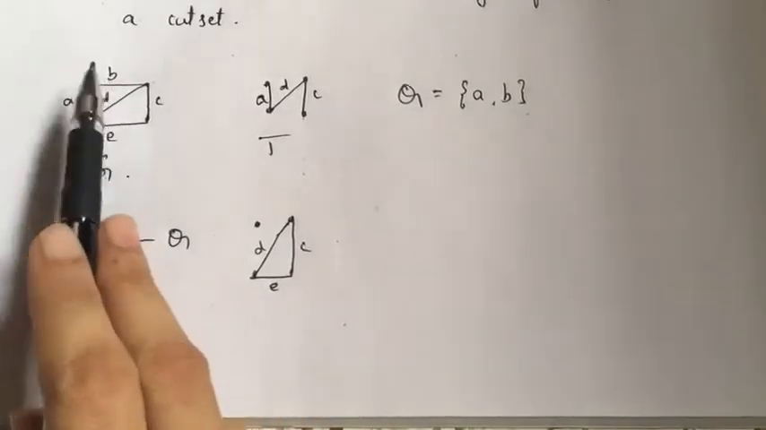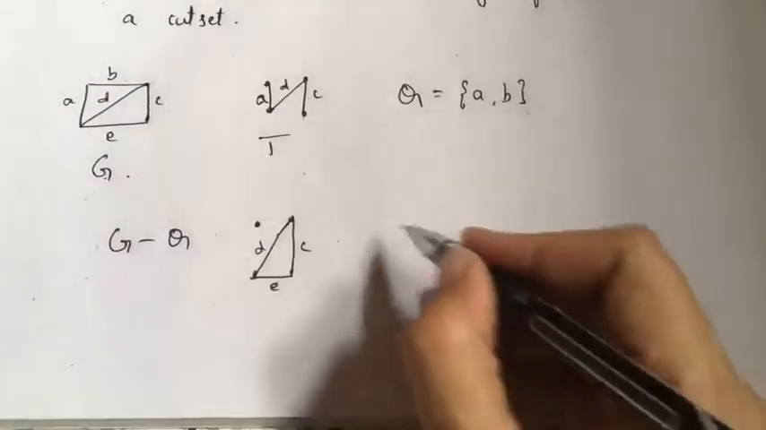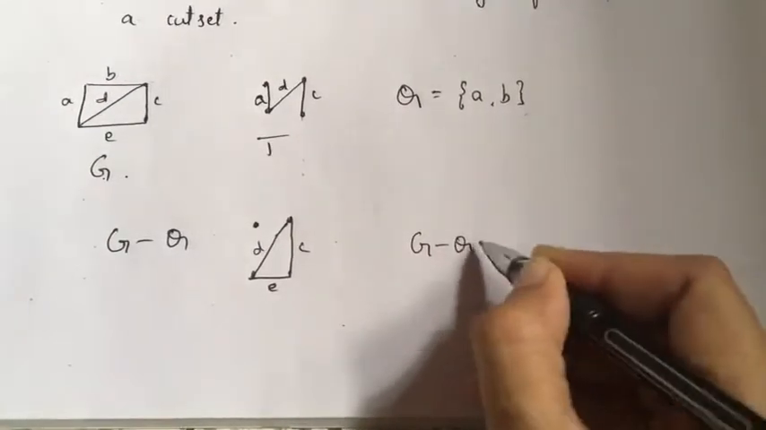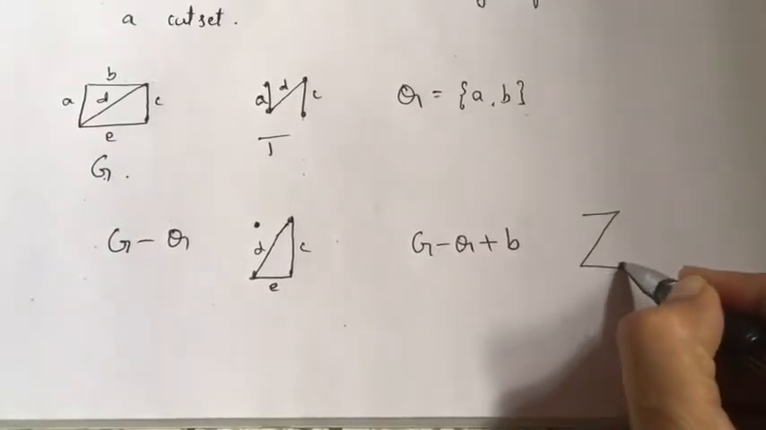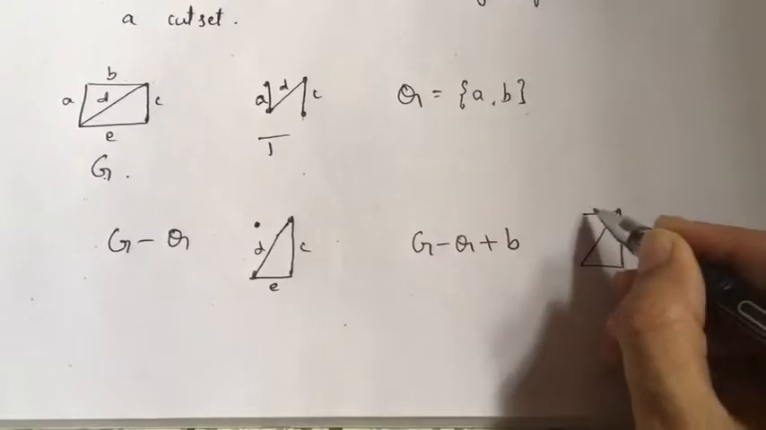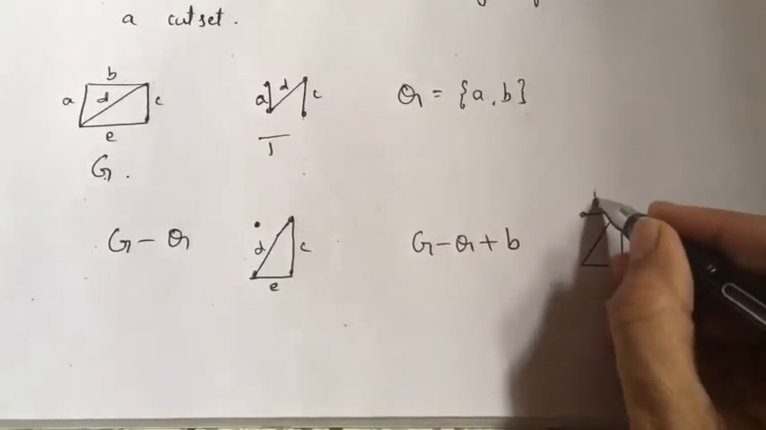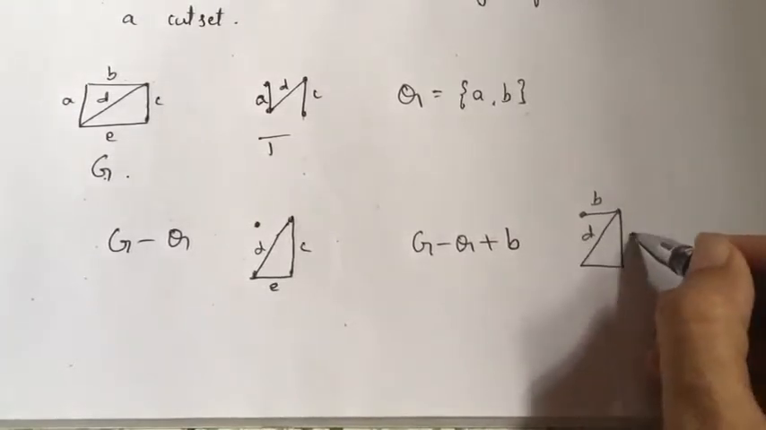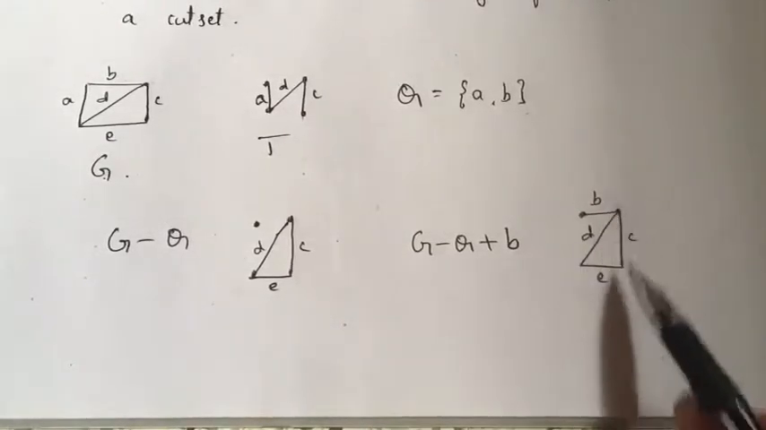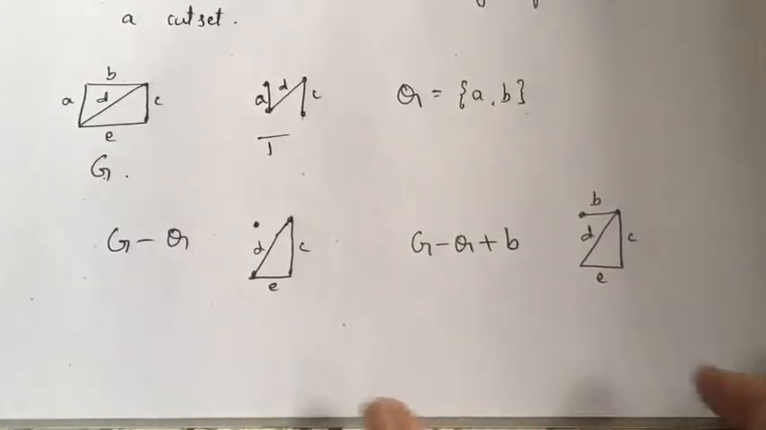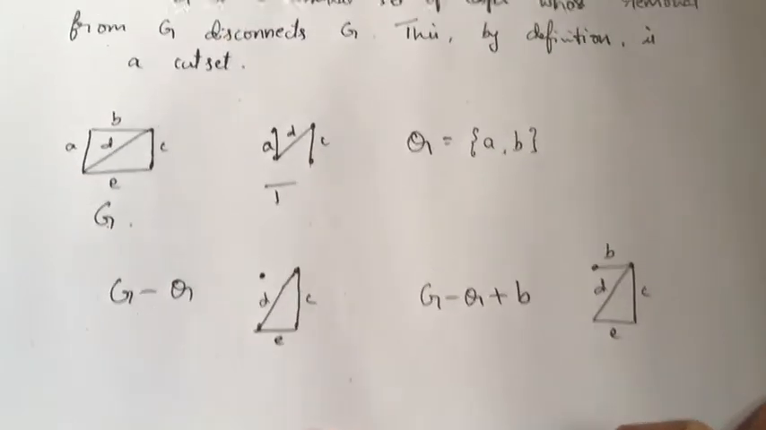If I add that edge to G minus Q plus B, it looks like this. Adding an edge D, C, E. Now you can observe that it is a connected graph. Okay, that's what the thing is.